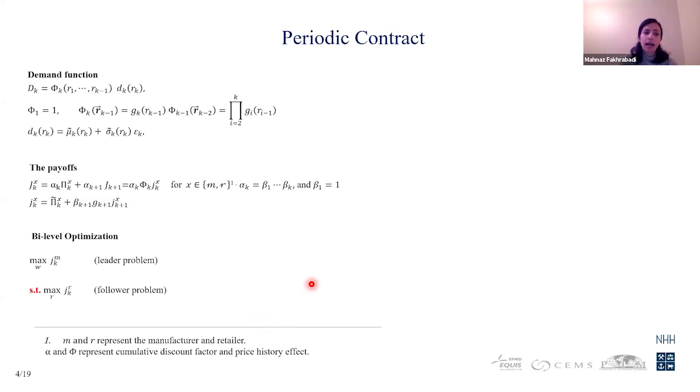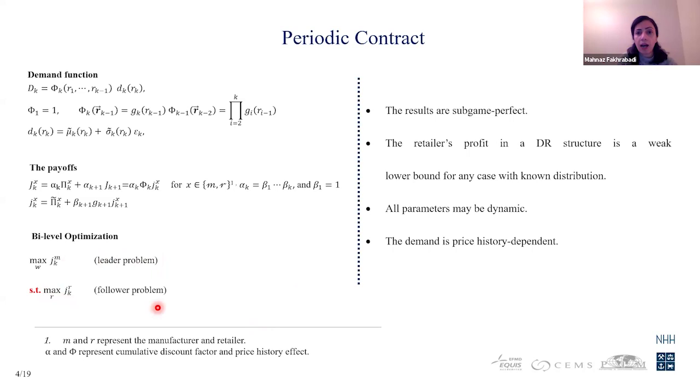So the problem that we have is a bilevel optimization where we first solve the leader problem, the manufacturer, maximization of the manufacturer problem, subject to the maximization of the retailer problem. But how? It happens in a subgame perfect structure, such that we start from the last period, assuming the last period is n, and solve our problem, figure out the decision variables that we have at that period, and then step back, optimize our problem at that period, and continue this way to reach the first period.